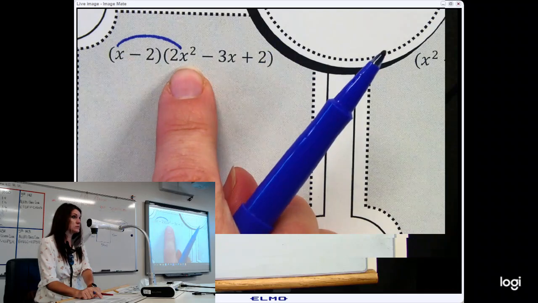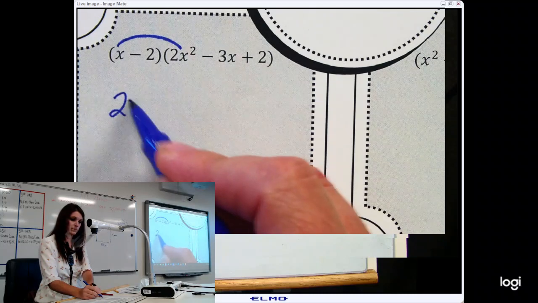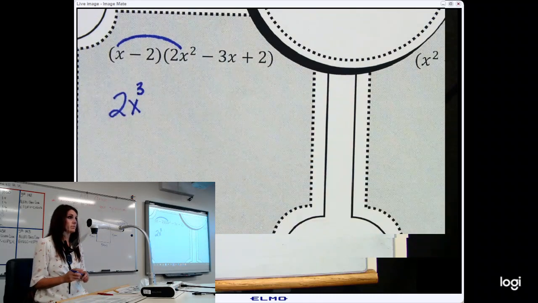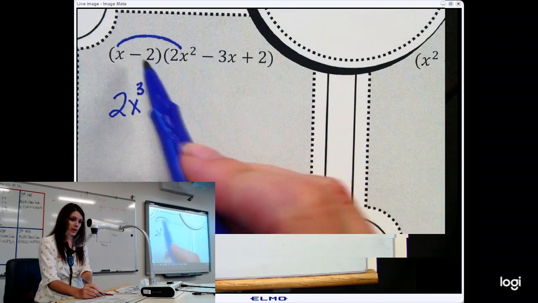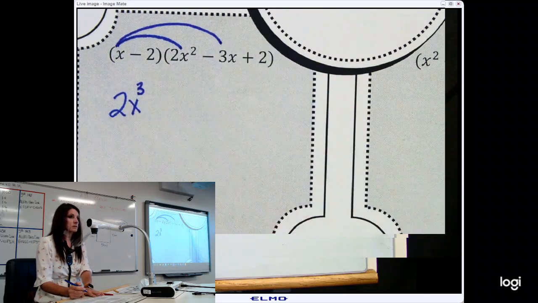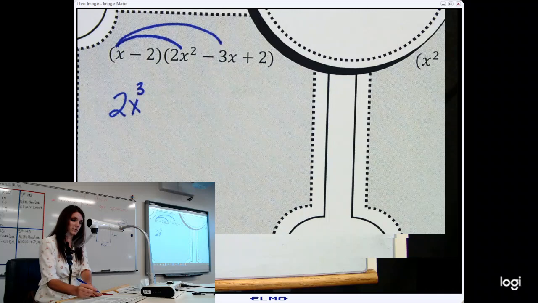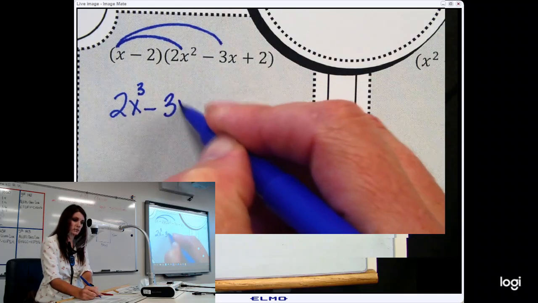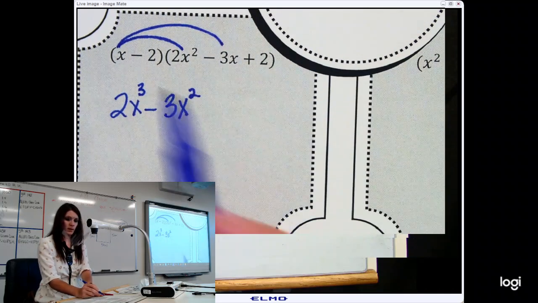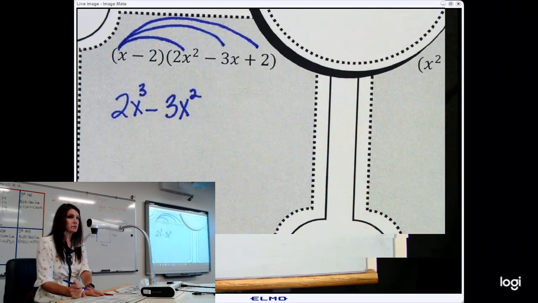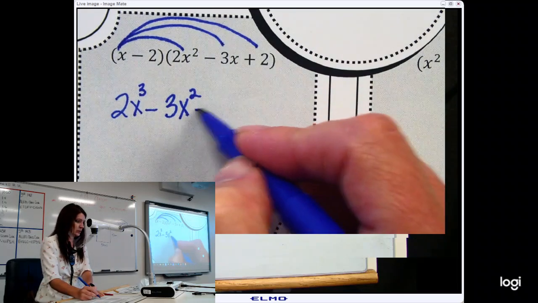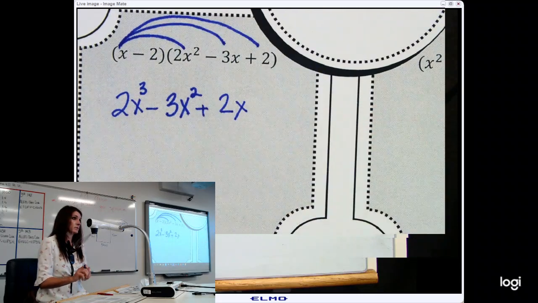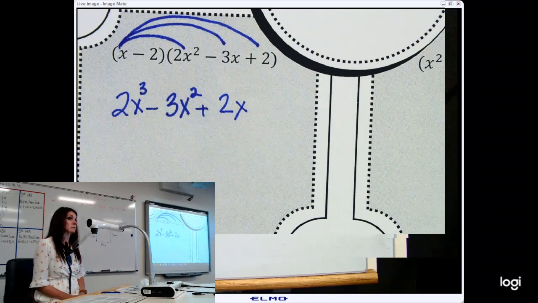X times 2x squared is 2x to the third. And now I do x times negative 3x. X times x is x squared. And then I have x times that positive 2 on the end. 2x. Plus 2x. Okay, I distributed the x. And these problems are the reason I like to think of it as double distribute.